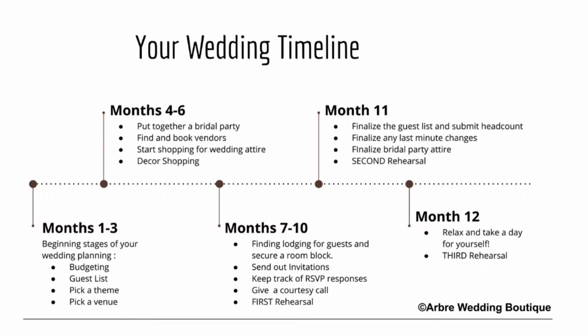So month 9, keep track of RSVP and give counts. Keep track of responses and follow up with the courtesy call to those who never responded. You never know what could have happened. Maybe they never got the invitation, or maybe they have been so busy with other stuff in life that they never got the chance to respond.